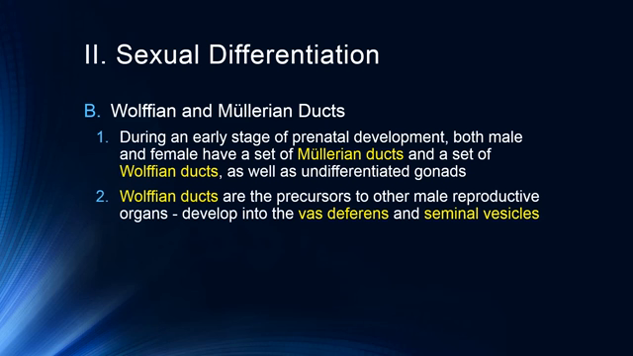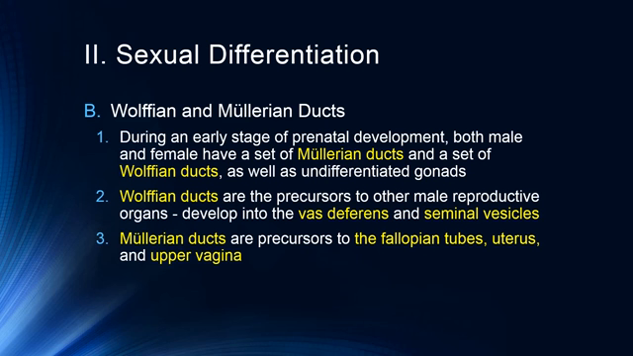So the Wolffian ducts are the precursors to other male reproductive organs, which develop into the vas deferens and seminal vesicles. Mullerian ducts are precursors to the fallopian tubes, the uterus, and the upper vagina, whereas again the Wolffian ducts are the precursors to the male reproductive organs. So the Mullerian inhibition hormone inhibits the development of female organs in a male fetus, whereas the Wolffian ducts develop due to the presence of androgens.